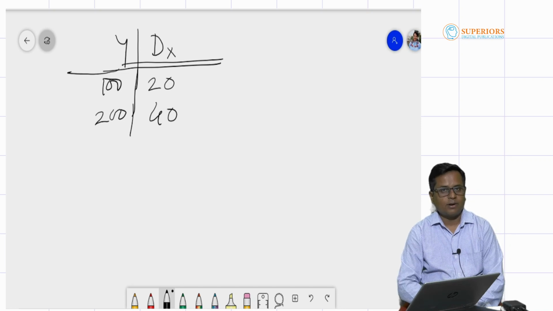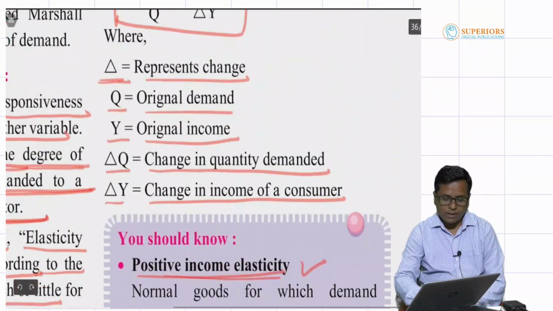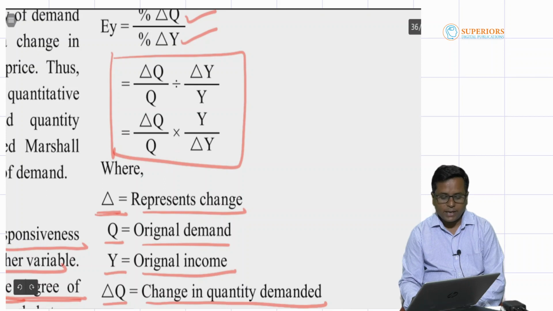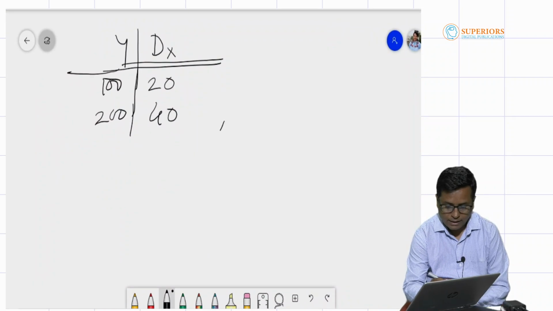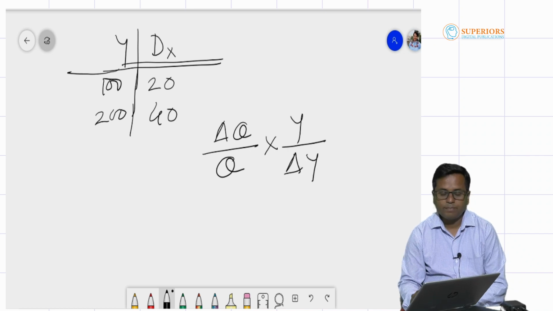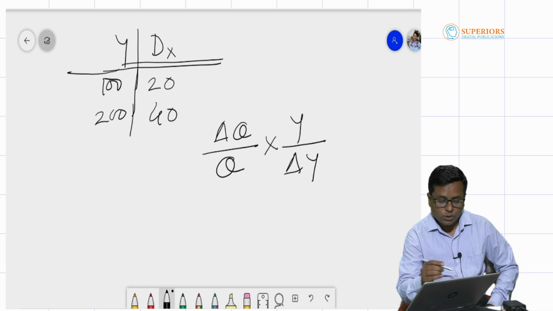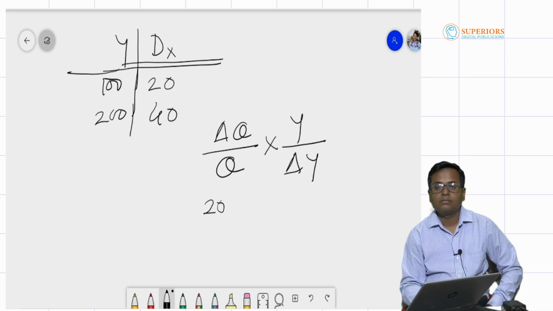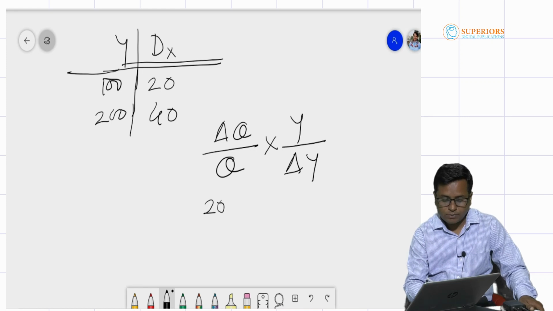According to the formula, apan income elasticity of demand mojnar. Kai formula hai baga? Delta Q divided by Q into Y divided by delta Y, where delta Q stands for change in quantity demanded. What is the change in quantity demanded? The change in quantity demanded is 20. Demand madhe zalela change kiti? 20. Kasa kadla apan 20?